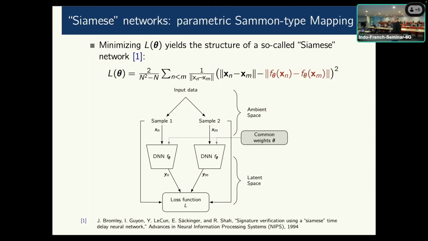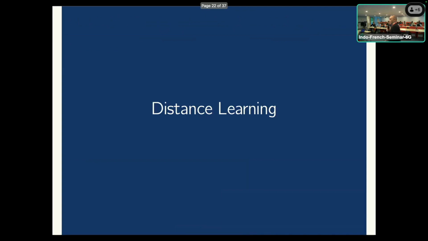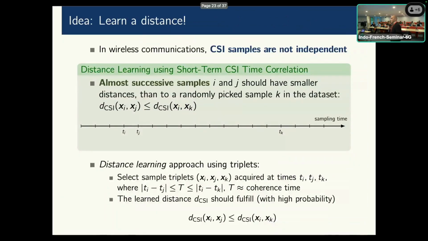So at some point we realized we have this problem with the distance. The Euclidean distance which we are trying to use is not reliable. So what can we do? We couldn't postulate a better distance, so we thought, okay, let's try to learn a distance. What would be a good distance between two channel state information measurements? This brings me to the next topic, which is distance learning. How can you actually learn a distance?